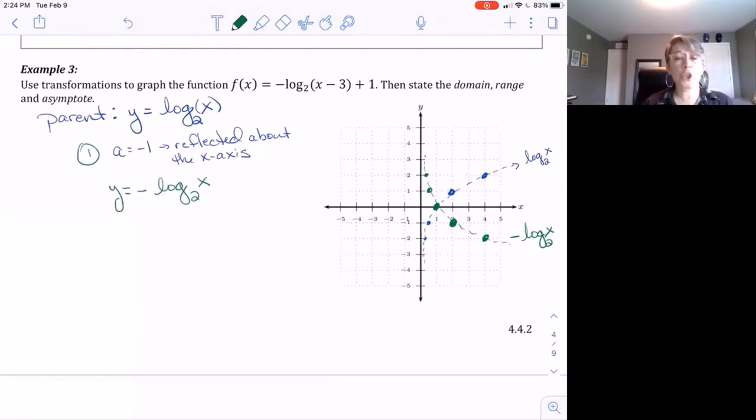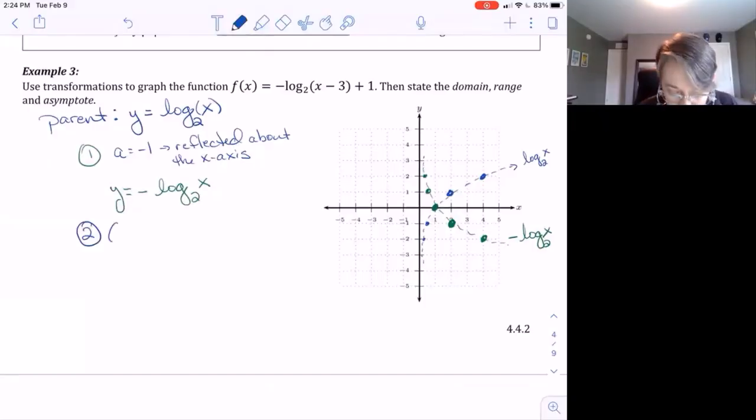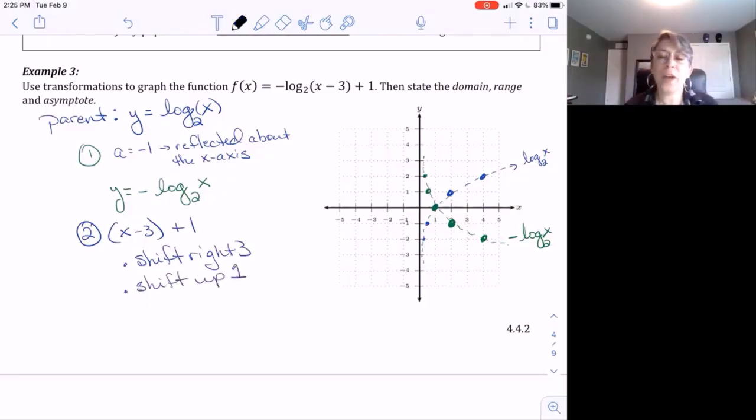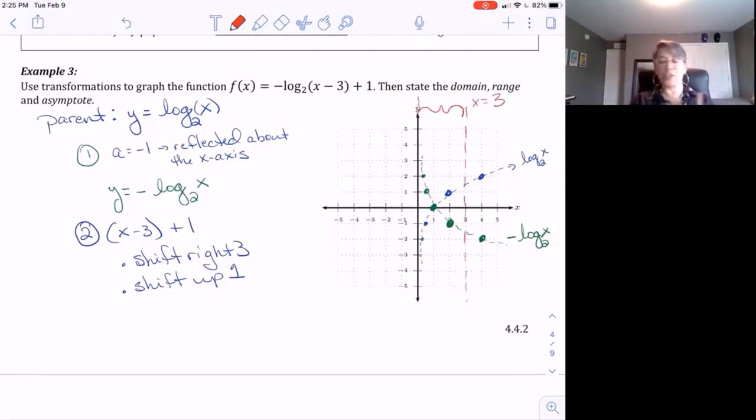Now we need to look at our shifts. So in step 2, since we have an x minus 3 and then a plus 1, that means we're going to shift right 3 and also shift up 1. So every point that we have gets shifted to the right 3. That includes our vertical asymptote. Since our original vertical asymptote is at x equals 0, we're going to move it to the right 3 places. Here, x equals 3. And shifting it up or down 1 isn't going to make a difference because it's a vertical line.